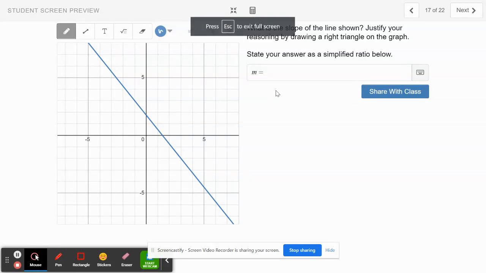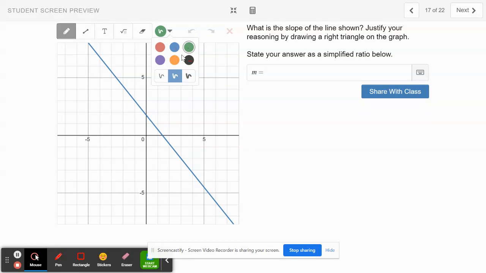All right, we're in 17. And on this one, I can see that this line, as I read it from left to right, is going down. So as I pick my points and mark up my graph, I'm going to build my triangle below. So I'm going to find here's a point, and here's a point. I want points that are on the corner of the grid and on my line.